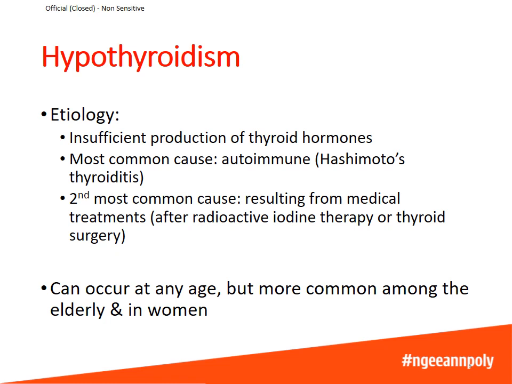On the flip side, hypothyroidism occurs when the thyroid gland does not produce sufficient thyroid hormones. The most common cause is an autoimmune disease known as Hashimoto's thyroiditis. Ironically, the second most common cause is actually the result of medical treatments. After someone gets radioactive iodine therapy or thyroid surgery, they may have no or too little thyroid gland tissue left, and this results in hypothyroidism.